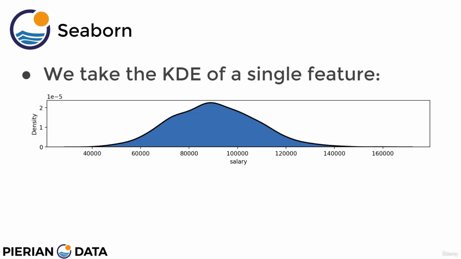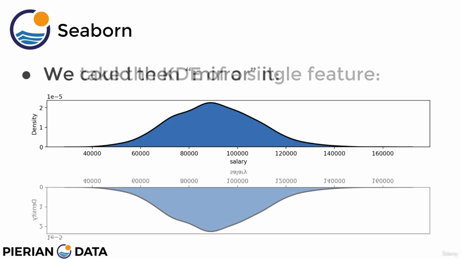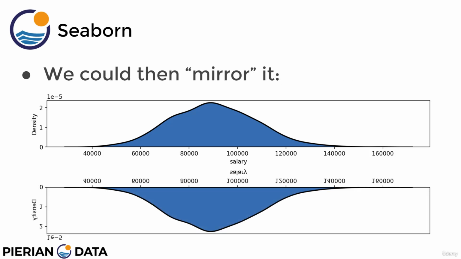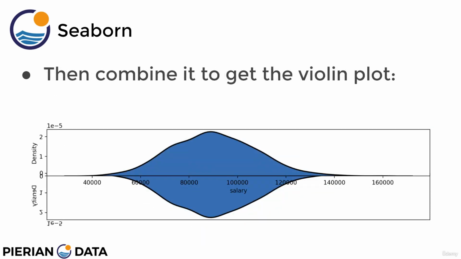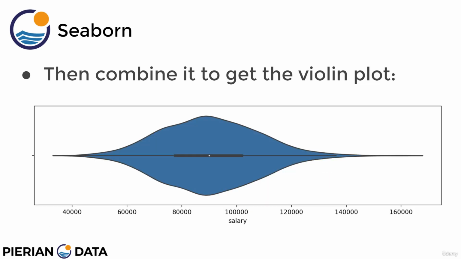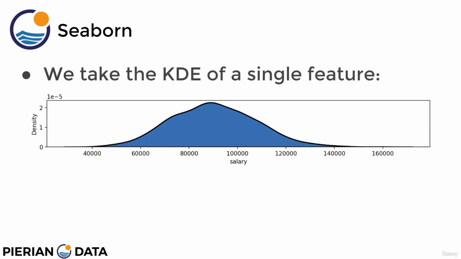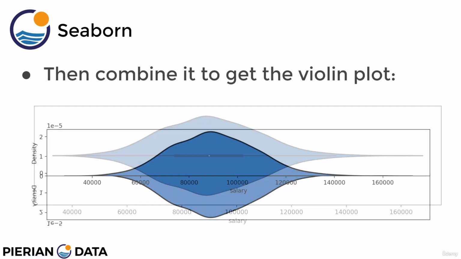So what we're going to do is let's go ahead and take the KDE of a single feature, such as the salary again. Here, I can see the KDE for the salary. To construct the violin plot from this, what we do is we mirror this KDE and then we join it together. And it kind of looks like the body of a cello or a violin, which is where it gets its name from. And so essentially when you call violin plot with Seaborn, you get something that looks like this, which if we again just construct this, it's the KDE plot being mirrored and joined to itself.